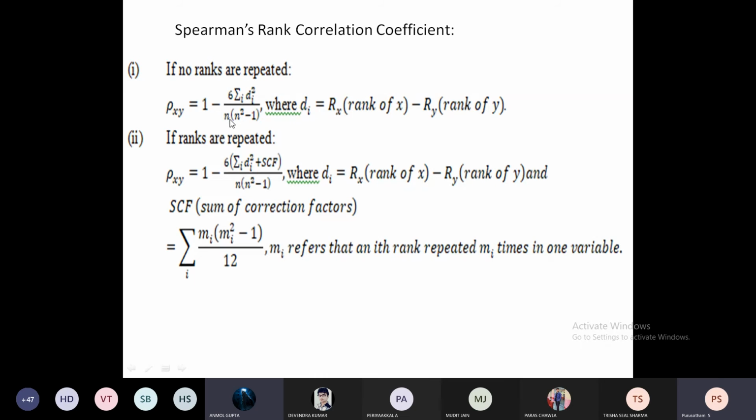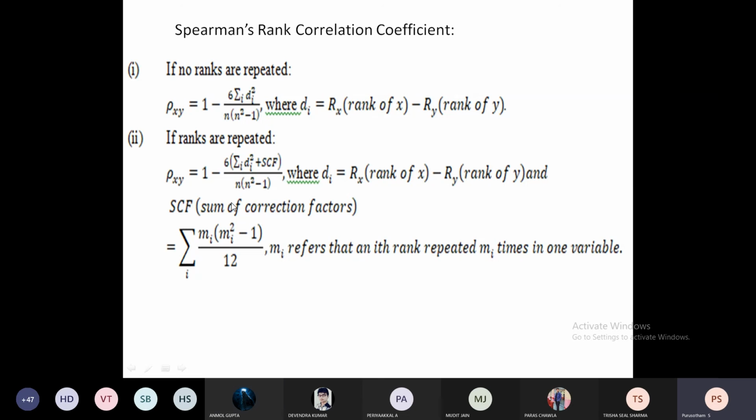By chance, if the observations are repeated under each variable, say x or y, then we are going to assign repeated ranks to them. When repeated ranks are assigned, how do we find the rank correlation? rho xy is equal to 1 minus 6 sigma di square plus the sum of the correction factor, whole divided by n into n square minus 1. As usual, di is the difference between rank x and rank y.